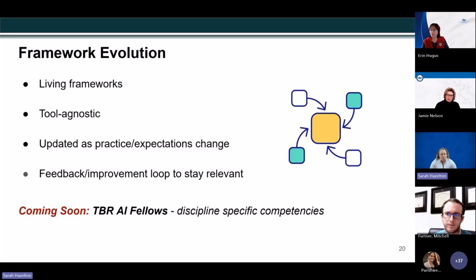But we need your help with that because we are going to be consistently reviewing and updating the frameworks as practices and expectations change. As you're using the frameworks, providing us with your input or your feedback is going to be really, really important in this process because we need that feedback to keep that improvement loop going.